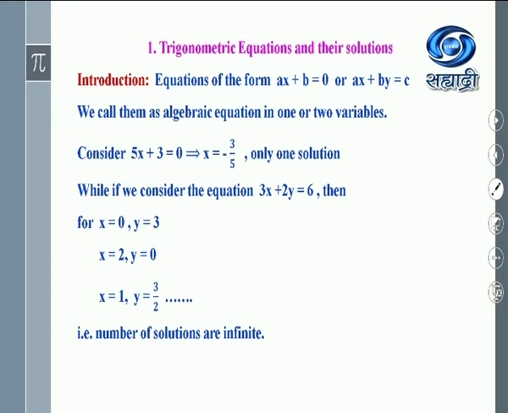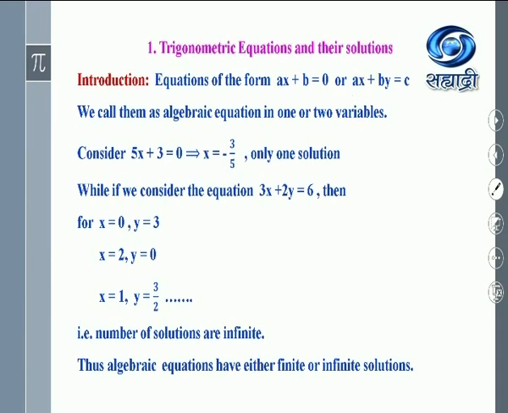So from equation 1, that is 5x plus 3 equal to 0, and 3x plus 2y equal to 6, we can conclude that the algebraic equations have either finite or infinite solutions. Okay, now this is about the algebraic equations. Now what we do is, the variable x or the variables x and y we replace by the trigonometric functions of variables. For example, you may replace this x by sine of alpha.